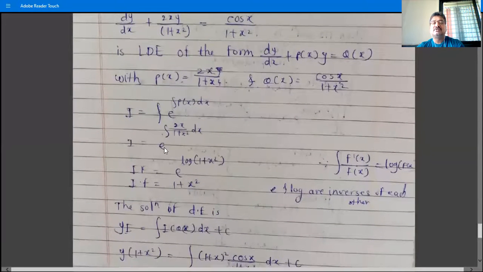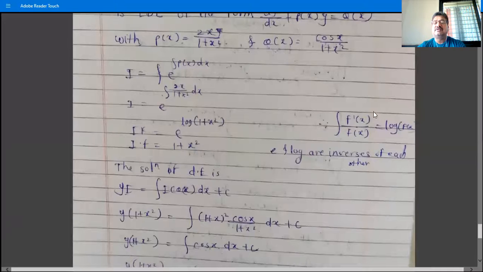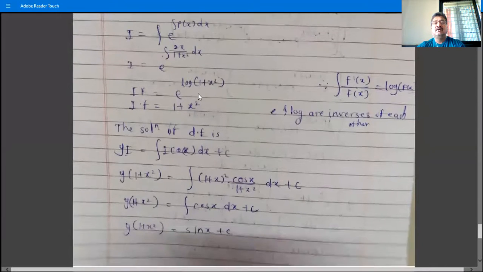So I is equal to e raised to integration of, what is P(x)? 2x divided by 1 plus x square dx. And this is in the form integration f dash x divided by f(x). What is the integration of f dash x divided by f(x)? It is log f(x). So the integration of 2x divided by 1 plus x square is log(1 plus x square), and e raised to log(1 plus x square). Then e and log get cancelled, so we have 1 plus x square as the answer. e raised to log(1 plus x square) is 1 plus x square. So this is the integrating factor, denoted by I.